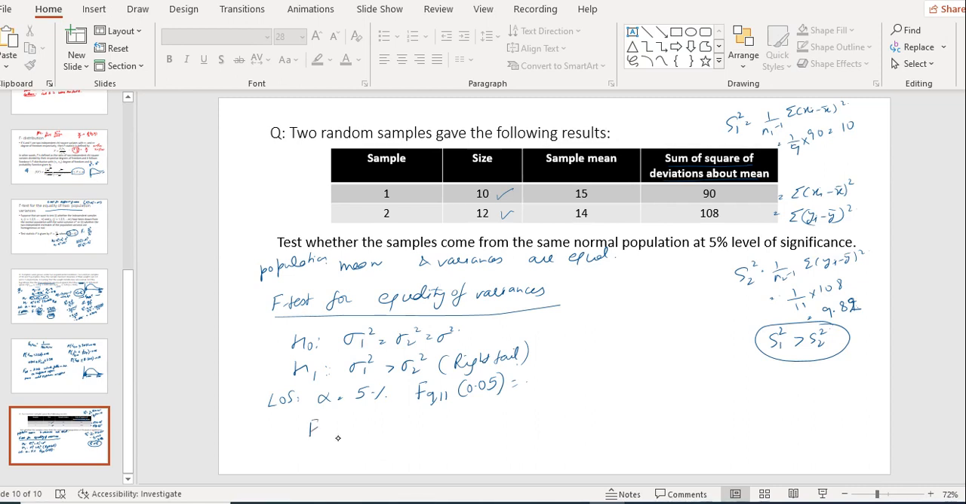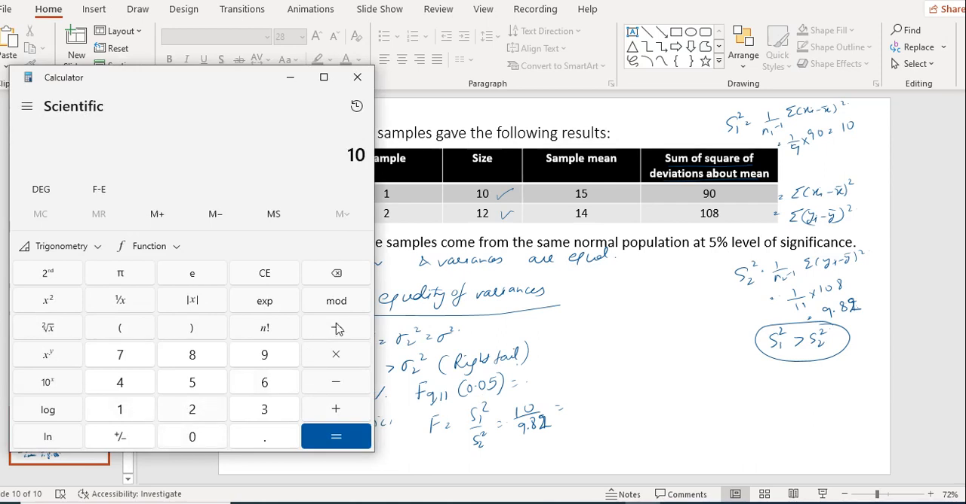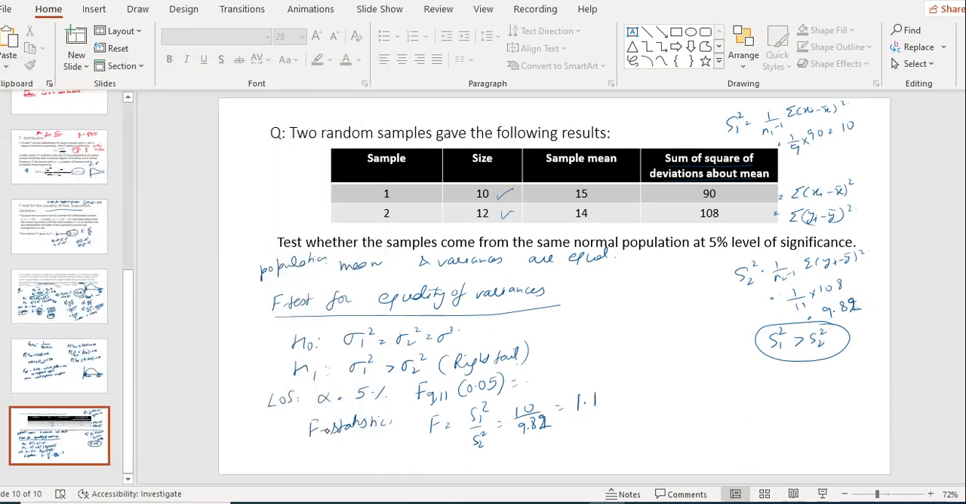And what about the F statistic or test statistic? It is equal to S1 square upon S2 square. Its value is 10 divided by 9.82. So if we calculate this value, 10 divided by 9.82, it is 1.018.